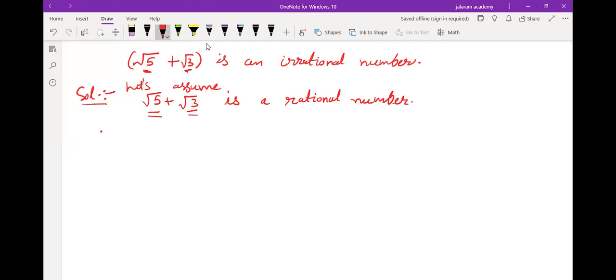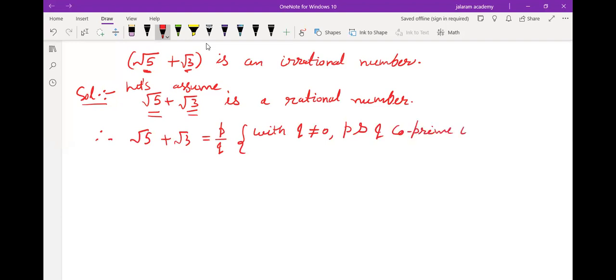Means therefore root 5 plus root 3 we can assume it to be equal to p by q, with q not equal to 0, p and q co-prime integers. So this is the complete definition of a rational number.